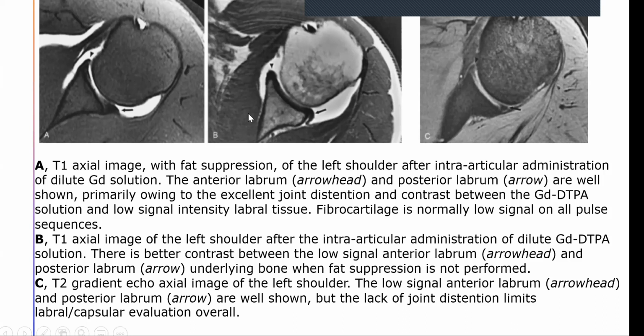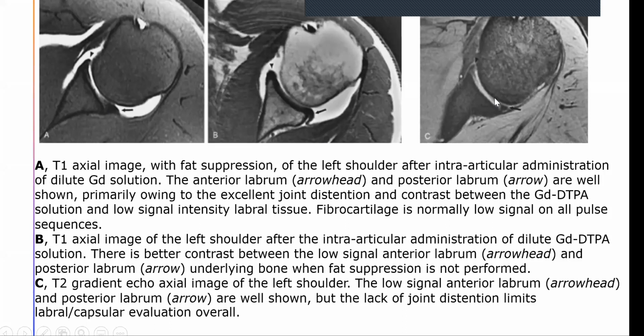The second one is a T1 axial of the left shoulder after intra-articular administration of diluted gadolinium solution, and the best contrast is seen between the low signal anterior labrum here and the posterior labrum here. Posterior labrum, anterior labrum, and posterior labrum. And you can see the labral tissue, how dark it is, like that of here, just the gadolinium after dilution.